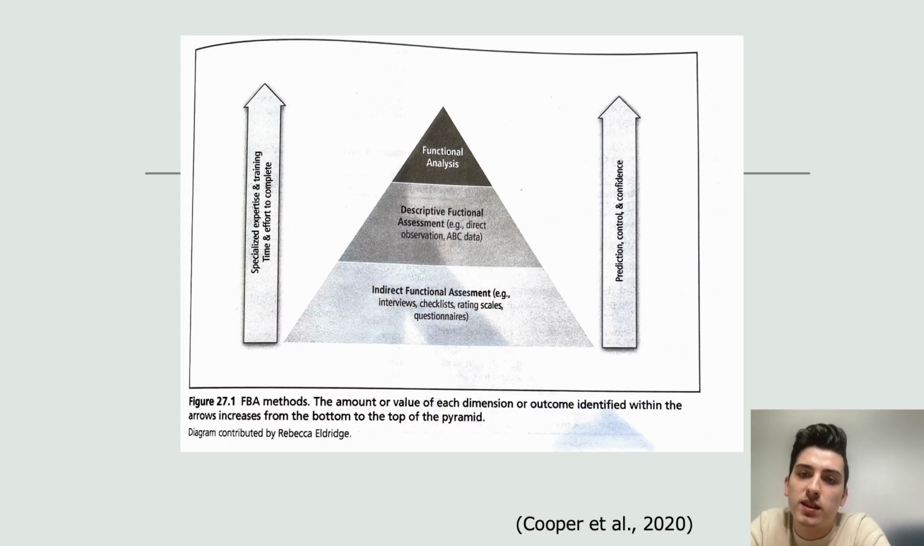Functional behavior assessments can be conducted in multiple ways. Here we have a visual from the Cooper book that kind of breaks that down. So starting with indirect methods, we can obtain information through various means such as interviews, checklists, rating scales, and questionnaires. In terms of descriptive methods, we can collect information through direct observation and ABC data. And then lastly, we have our functional analysis, which we will learn more about in a little bit.